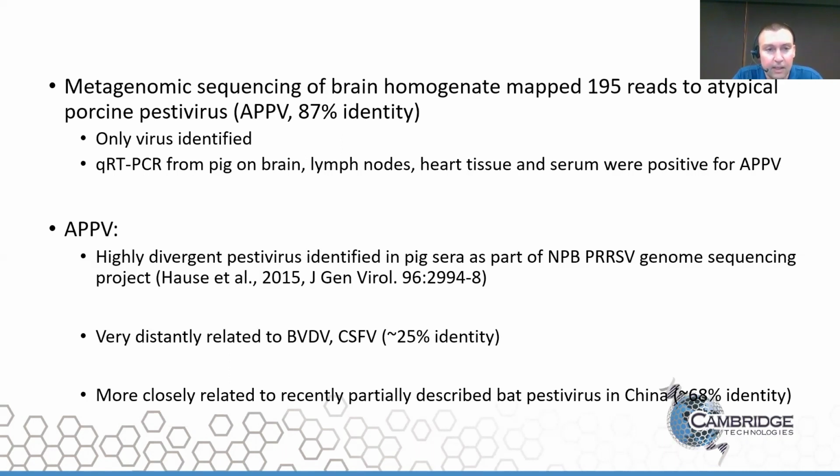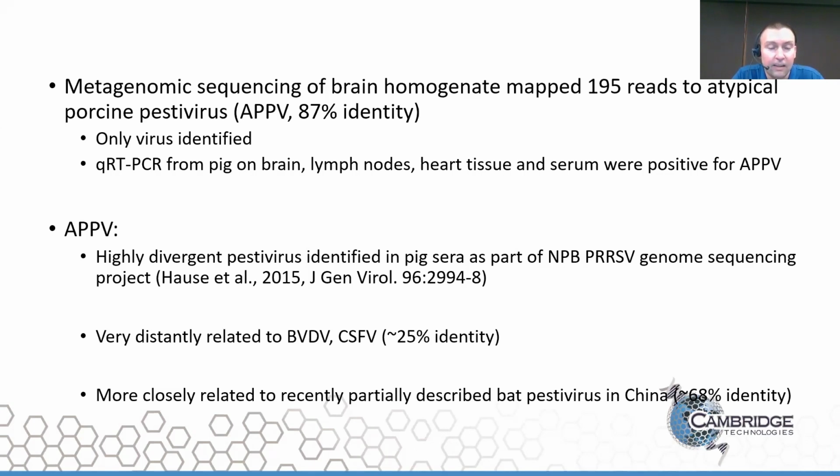So APPV was a virus that we had identified shortly before this study as part of a National Pork Board funded PRRS genome sequencing project. We were just sequencing PRRS genomes out of serum, and we had identified this divergent pestivirus. Following the initial identification, we really didn't have any idea what, if anything, this virus did. What was interesting here was finding this virus in the brains of these animals with neurological disease.